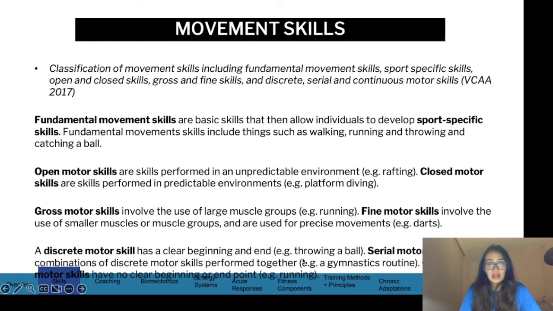We've also got discrete motor skills, which have a clear beginning and end, such as throwing a ball, and serial motor skills, which are a combination of discrete skills performed together, such as a gymnastics routine or a dance routine. Continuous motor skills have no beginning or end point, and these include things such as running, swimming, or cycling. Okay, those are all three main ones. So if you have to put down a continuous skill, I'd recommend just putting one of those three down.